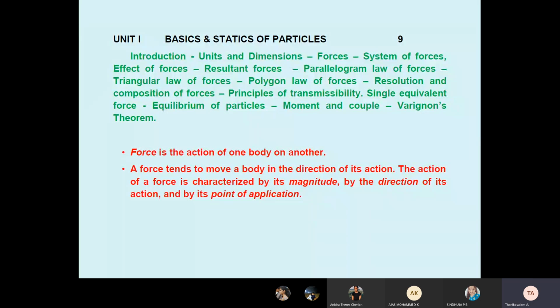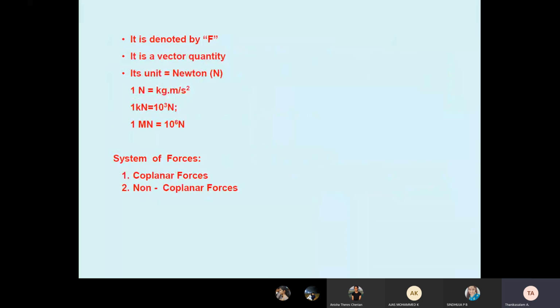Then we started in the first unit, force. So force is the action of one body on another. A force tends to move a body in the direction of its action. The action of force is characterized by its magnitude, by the direction of its action, and by its point of application.